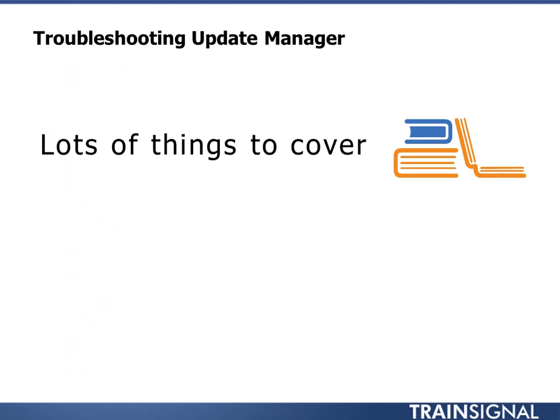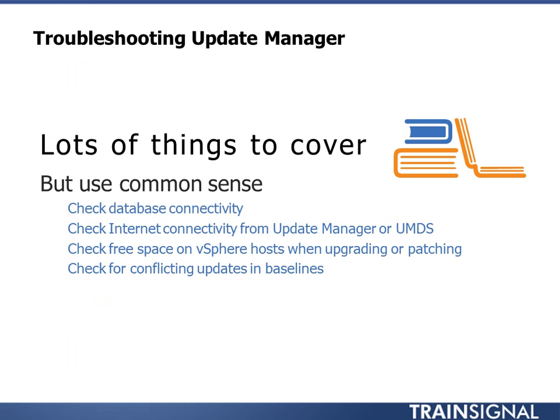So now let's talk about troubleshooting Update Manager. There's a lot of things to cover. I mean, there's downloads, there's patches, there can be conflicting patches, so I don't want to go through 1,000 examples. A couple of things. Check database connectivity. That's the first one. If it's just not running or it's acting weird, make sure the ODBC connection's good, make sure the database is up, do a check connectivity status on ODBC, make sure everybody's happy.